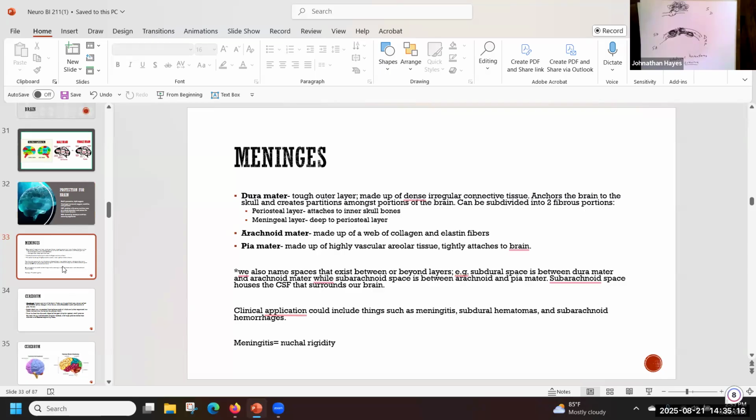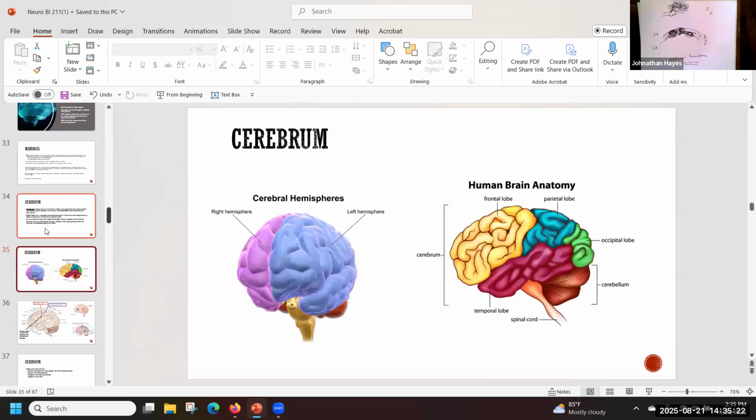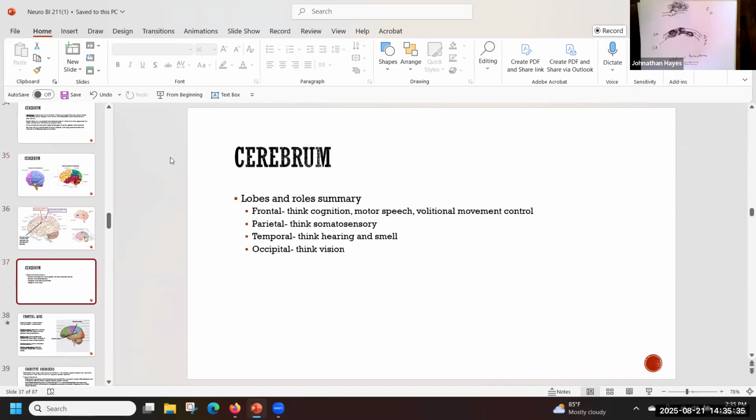Cerebrum, main parts of the brain. It gets subdivided into two cerebral hemispheres, right and left, and the hemispheres get subdivided into lobes. Here we can see the different color lobes: temporal lobe, occipital lobe, parietal lobe, frontal lobe. All of this is going to be written out for us, but let's just talk about it while we have the picture up.